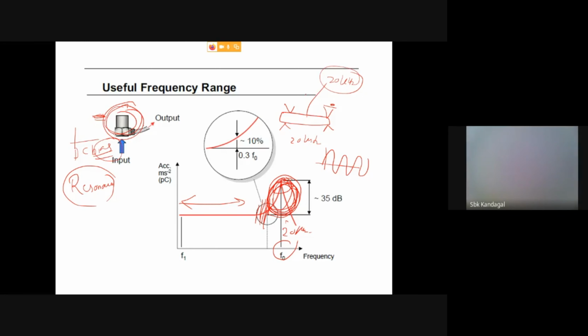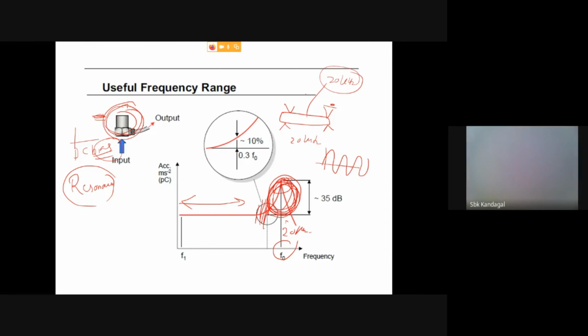Now, as I told you, regarding the frequency range and the sensitivity: the smaller the accelerometer, the lower the sensitivity, the lesser the weight, and the higher the frequency. Whereas the bigger the accelerometer, the higher the sensitivity, and the lower the frequency band. This is very important to note down.